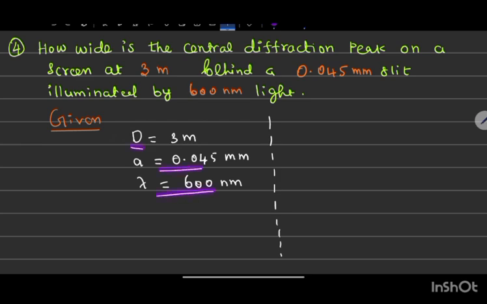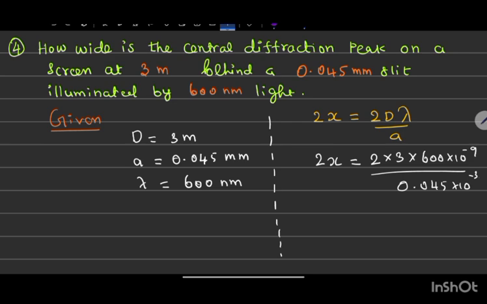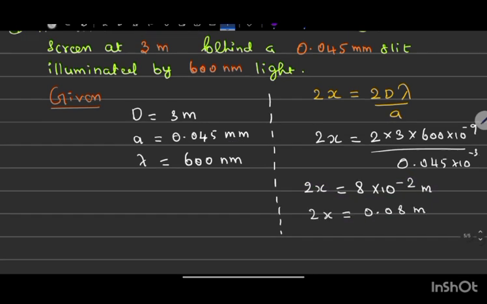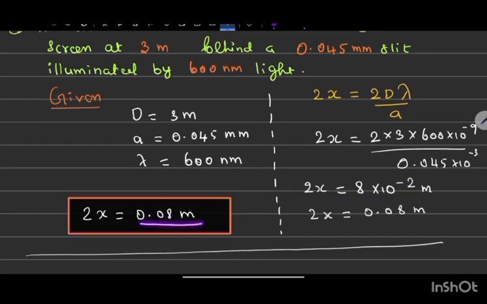a, and lambda are given, and we know the linear extent of the first minimum on either side of the central maximum is given by this formula. So if you multiply this by 2, this would be the width of the central maximum. Now putting all the values here, one will get 2x as this much. So this is the width of the central maximum, that is 8 centimeter or 0.08 meter.